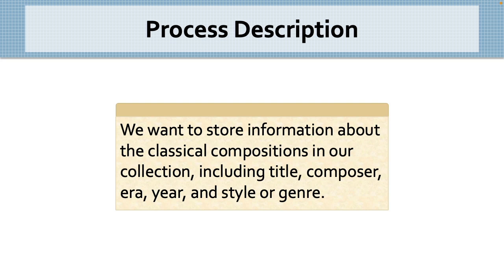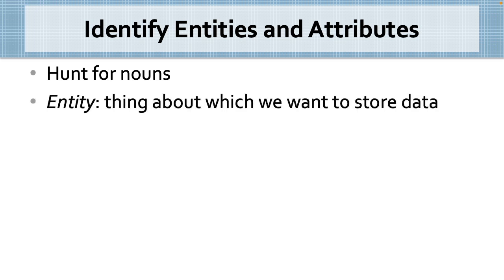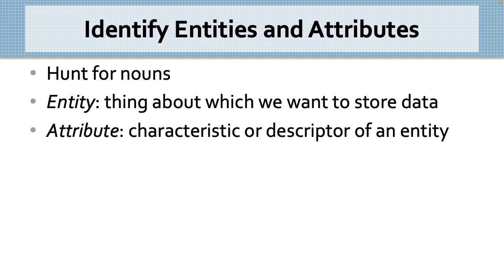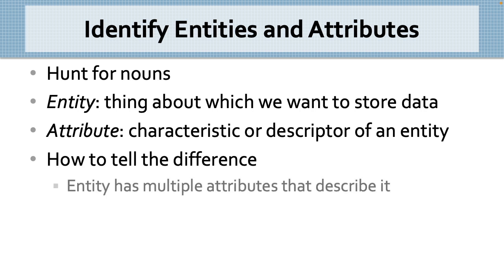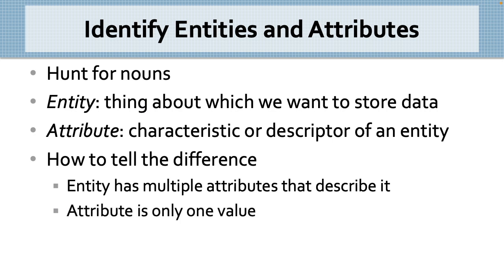Once the process description is ready, we can identify entities and attributes. I call this going on a hunt for nouns, because the nouns in the process description are usually entities, attributes, or both. You'll recall from earlier that an entity is a thing or idea about which we want to store data. An attribute is a characteristic or descriptor of an entity. Now, for each noun, here's how to tell the difference. An entity has multiple attributes that describe it, while an attribute is only one value.